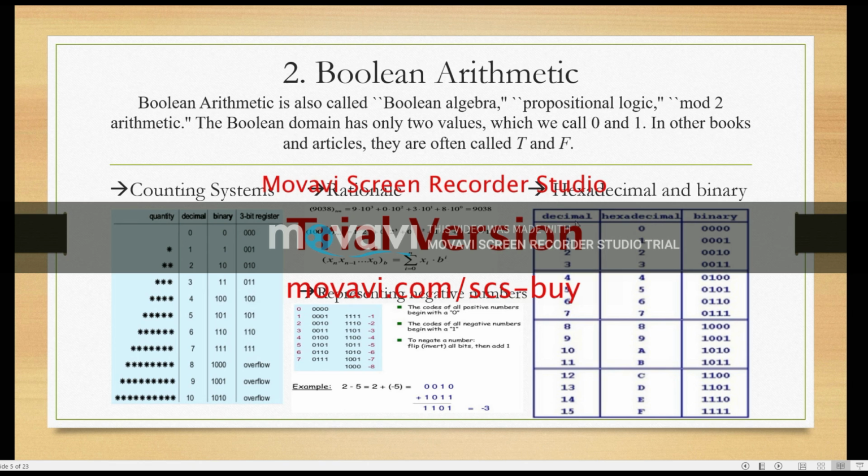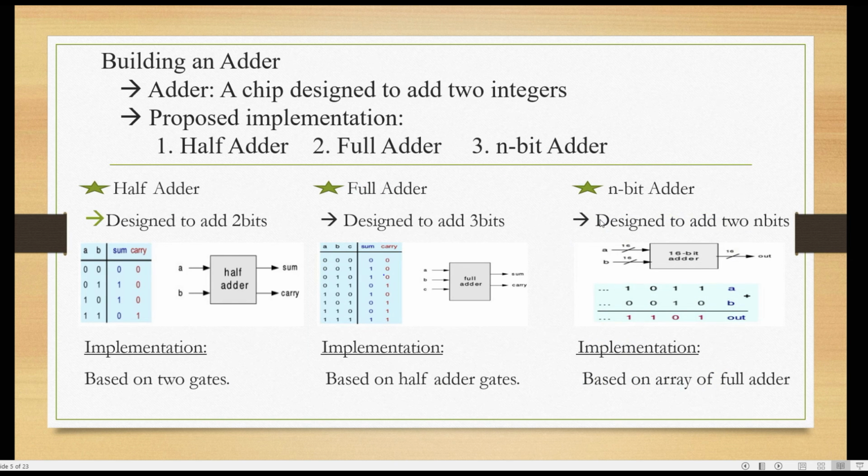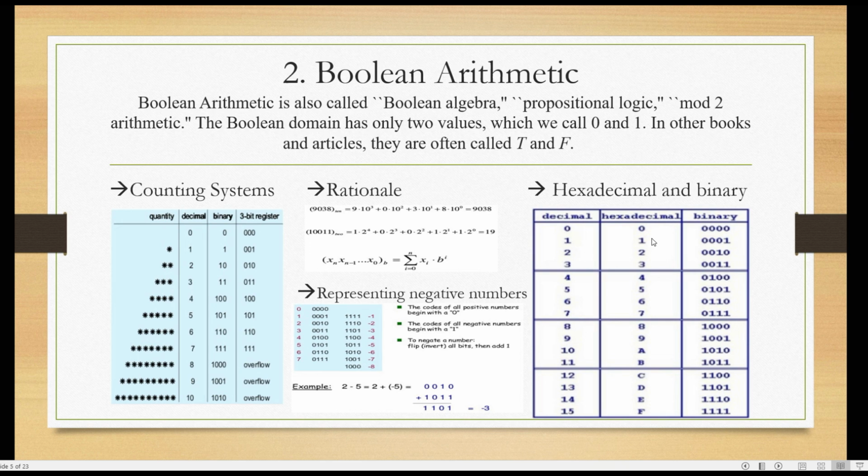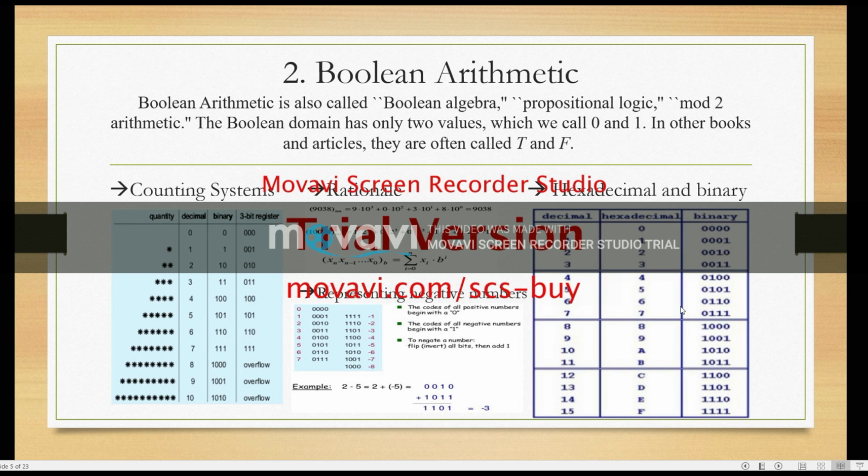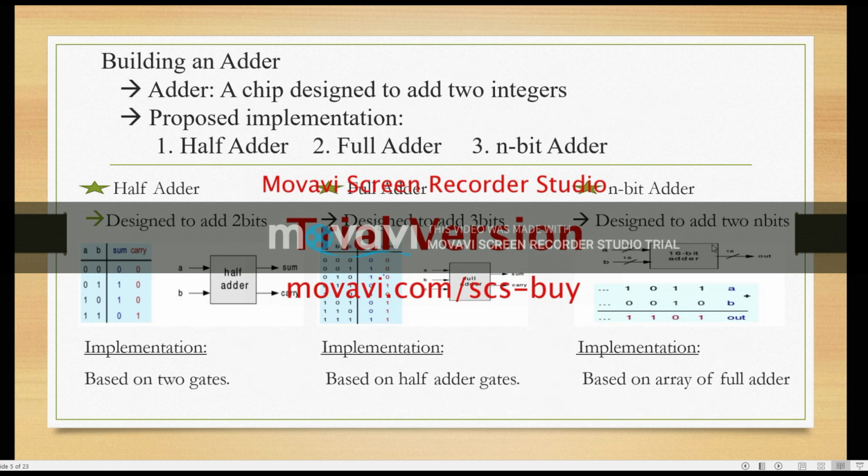Hexadecimal and binary, decimal, hexadecimal and binary. We have 1 to 15 in decimal. Hexadecimal has 0 to 9 and A, B, C, D, E, F. Binary means we will represent them in zeros and ones, in binary form.